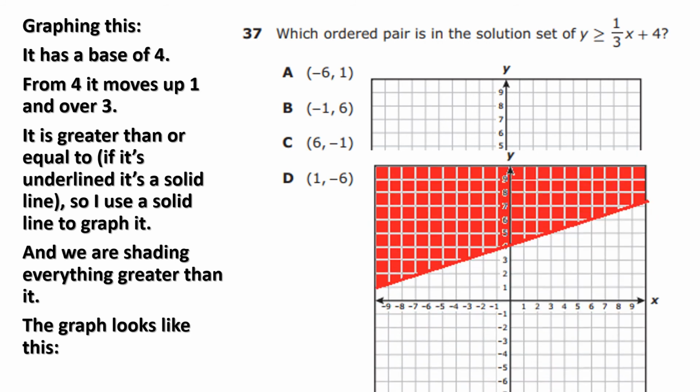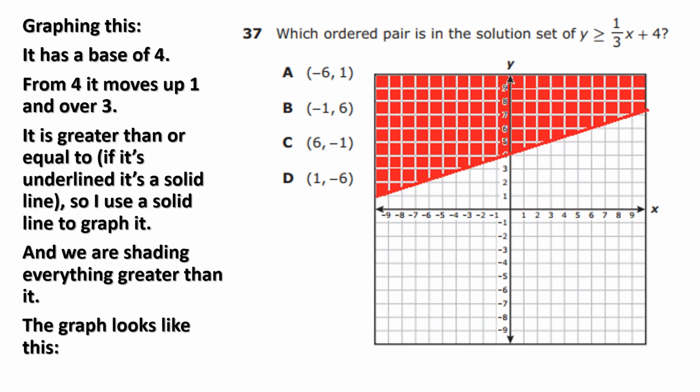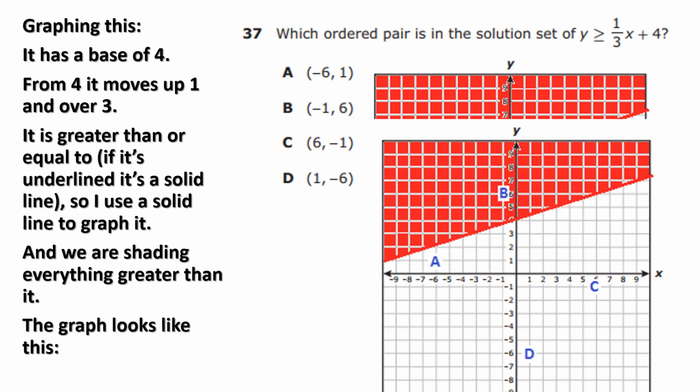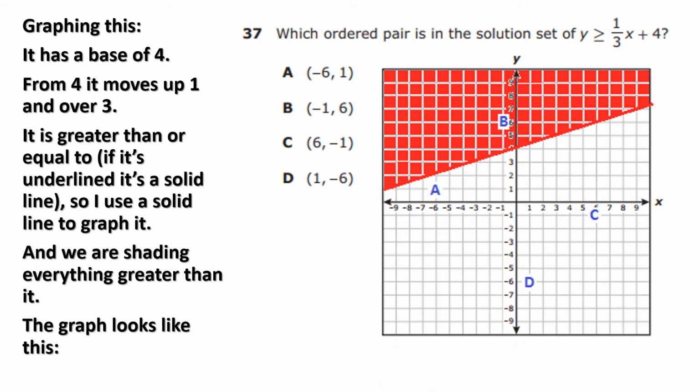The graph looks like this. Base of 4, from 4, it moved up 1 and over 3. It was greater than or equal to, so it was graphed with a solid line. And because it was greater than, I shaded everything above that line. Now let's look at the points. Here are A, B, C, and D graphed for you. Which ordered pair is in the solution set of y is greater than or equal to 1/3 x plus 4? It's B.